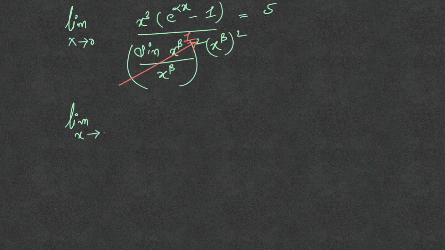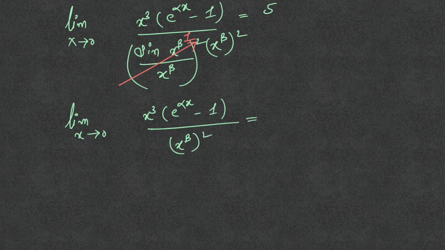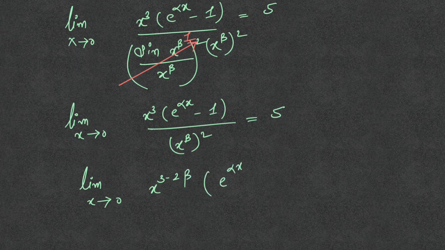Limit x tends to 0, x cube into (e to the power alpha x minus 1) whole divided by x to the power beta square is equal to 5. Now limit x tends to 0, this x cube and x to the power 2 beta can be written as x to the power 3 minus 2 beta into (e to the power alpha x minus 1) equal to 5.